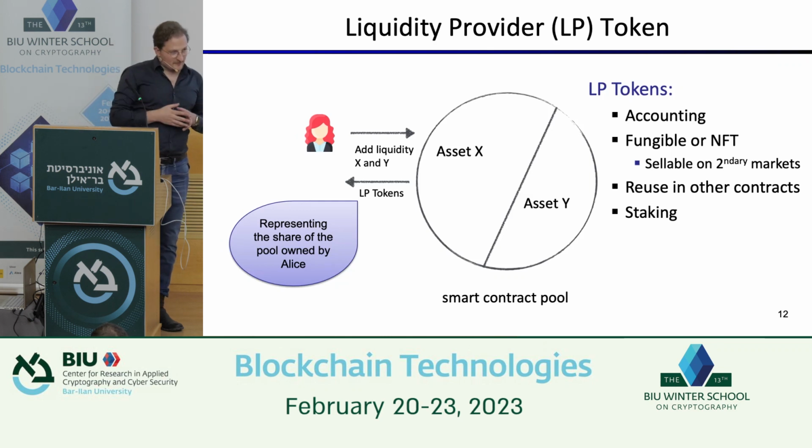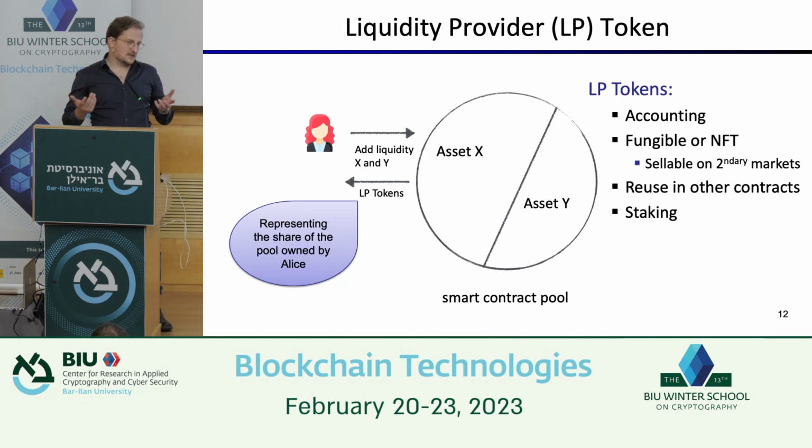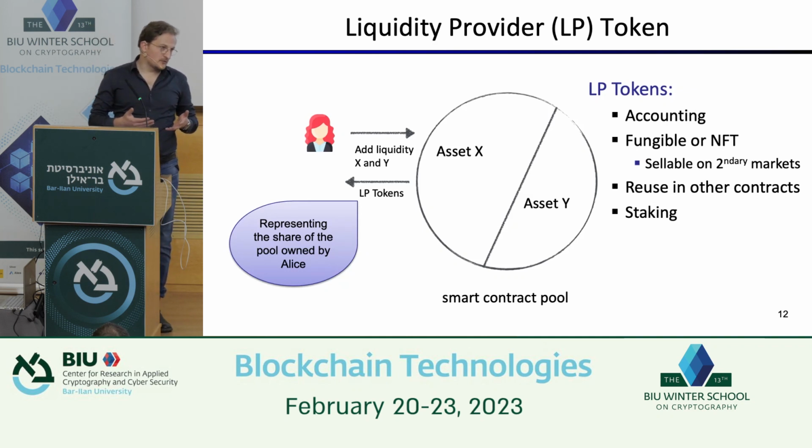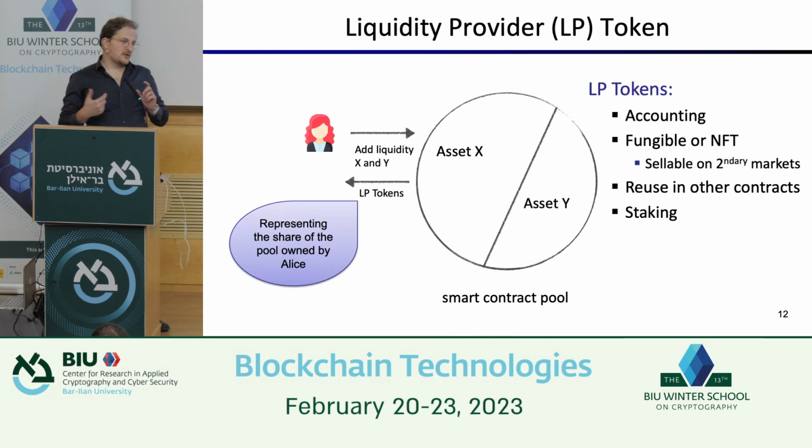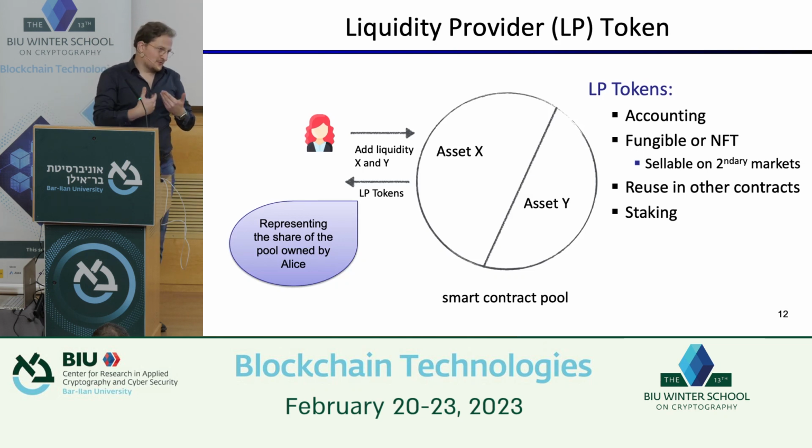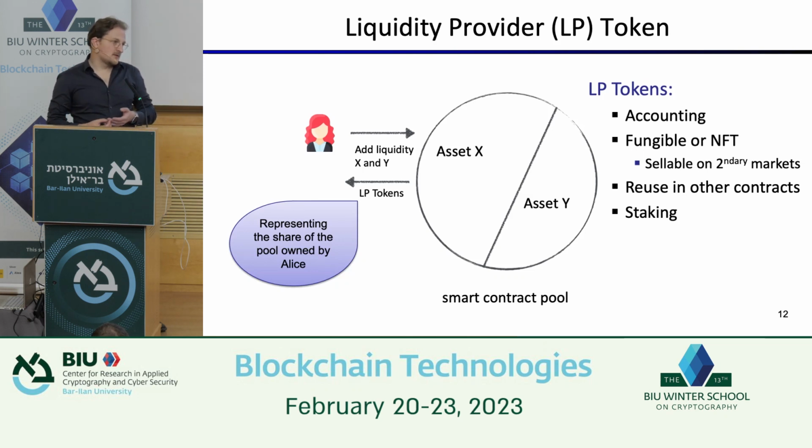So let's say you have a certain amount of LP tokens, and let's say they represent 10% of your share in the pool, right? So it will just mean the smart contract will take your LP tokens, will burn these tokens because nobody needs them, and will return to you the proportion of the assets that you're entitled to.